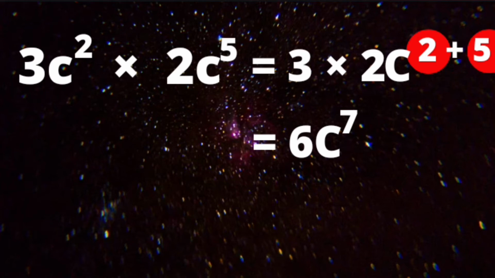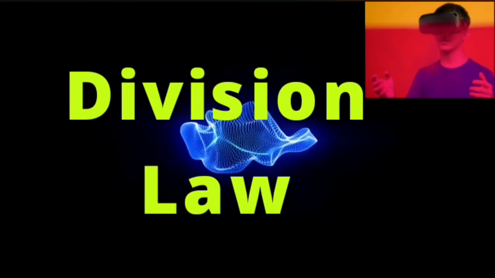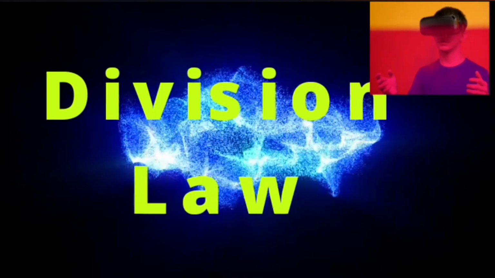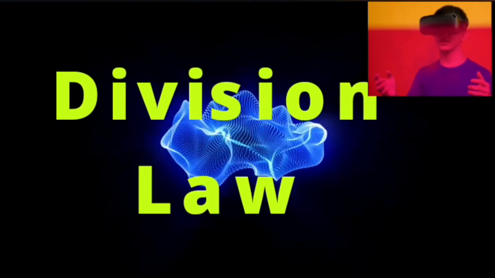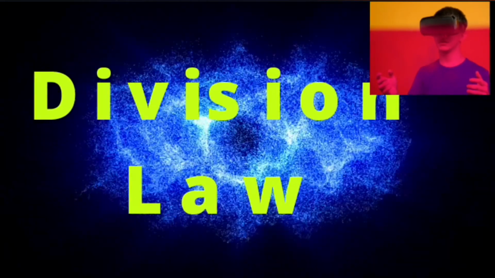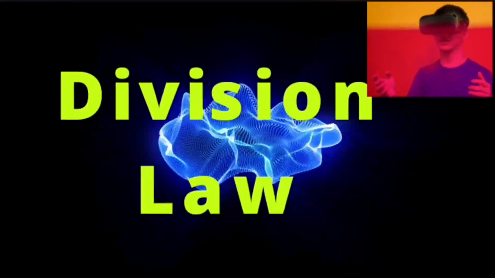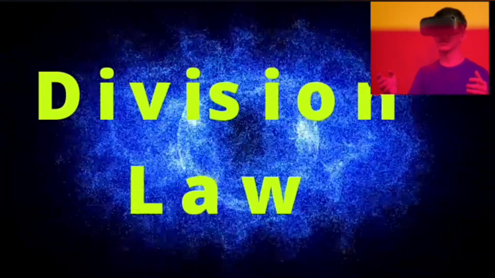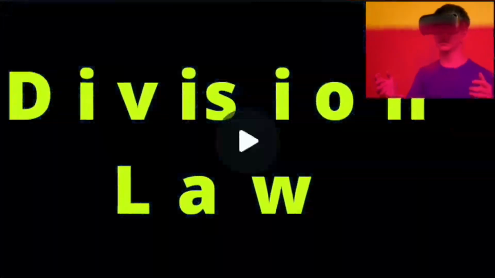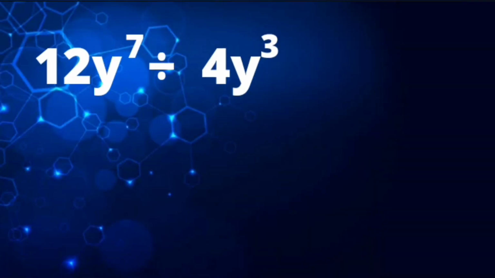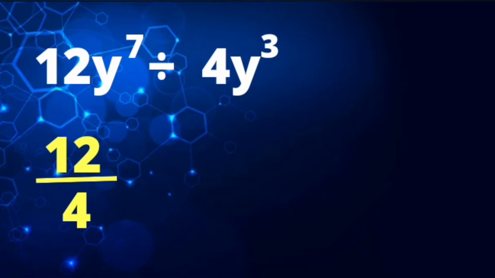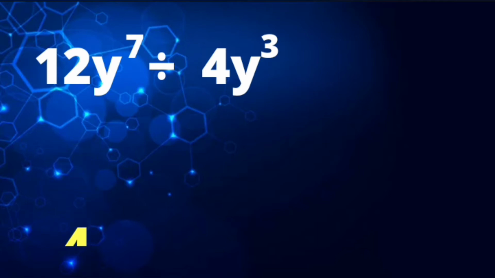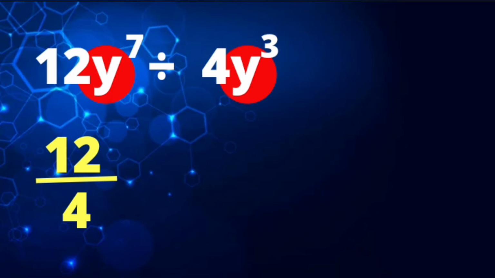Let's go ahead to look at another law, the division law. This law states that when you have the same base dividing themselves, simply pick one of the base and minus their powers. Take a look at this example. 12y raised to power 7 divided by 4y raised to power 3. First, we divide the numbers, 12 divided by 4. And since we have the same base here, we pick one of the base, which is y.